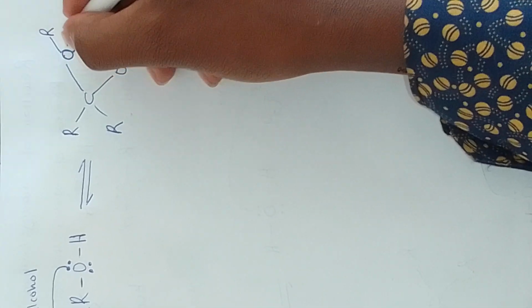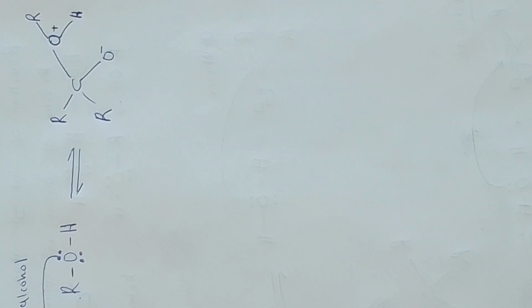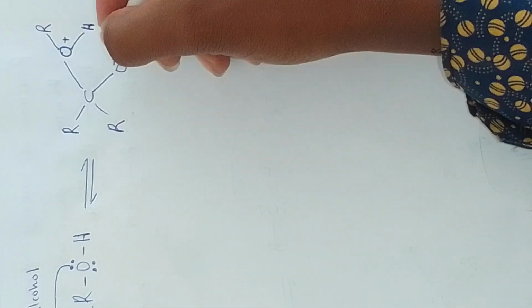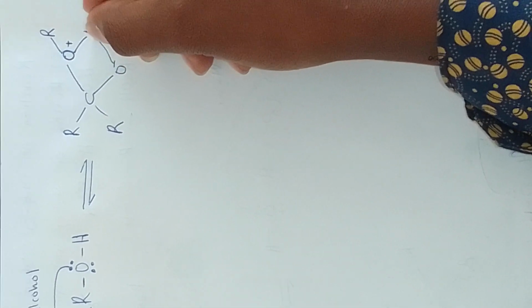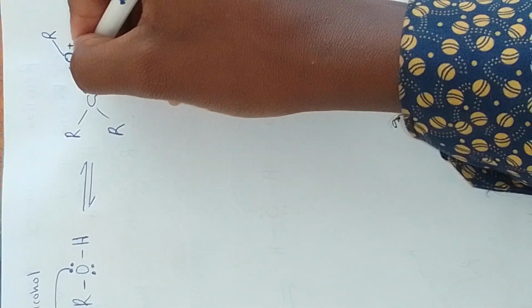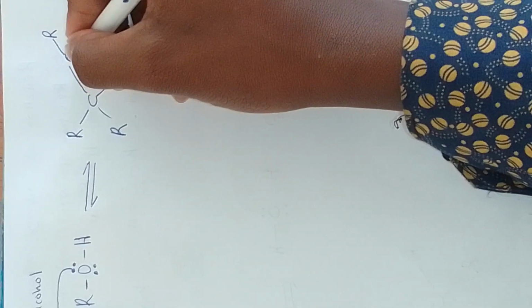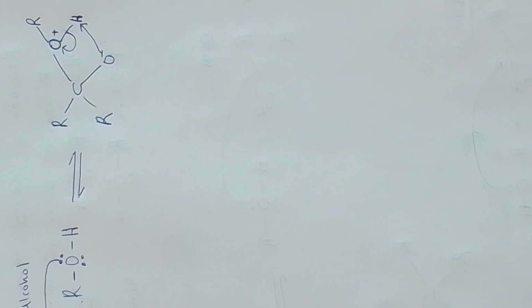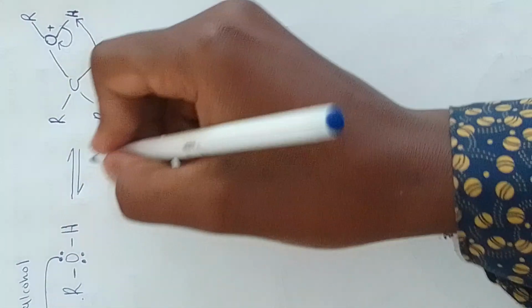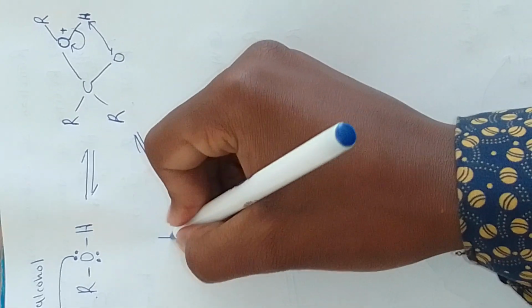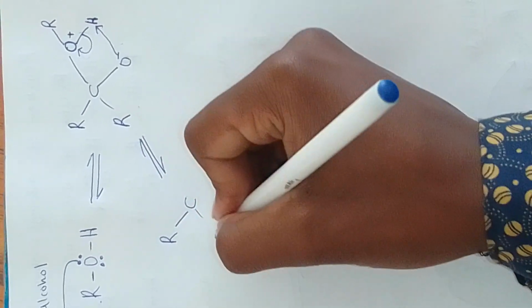This oxygen will be having insufficient electrons. So this oxygen will act like a nucleophile, and it will attack this hydrogen. This bond will open up and electrons return to this oxygen. And now this oxygen will be having more electrons, and it will look like this.